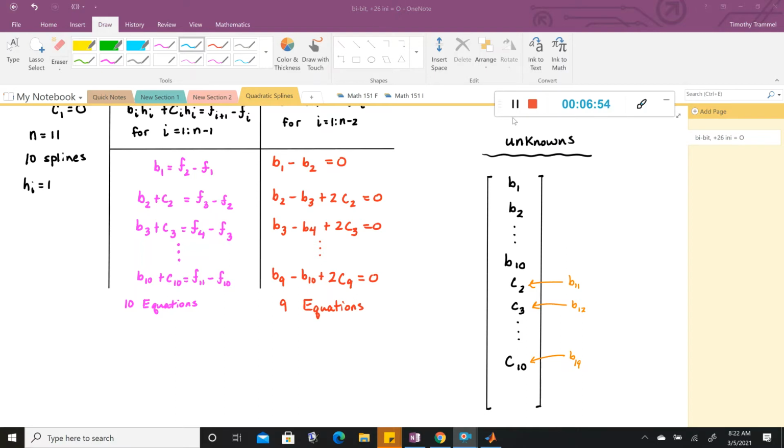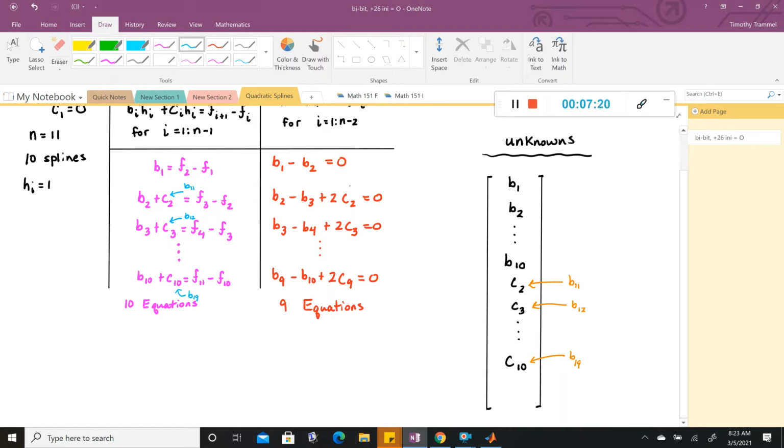Let's make these same changes in our equations over here. You can see that this first equation started with C2, so we're going to call that B11. Call this B12. And we're just adding 9 to that index, so this last one would be B19.